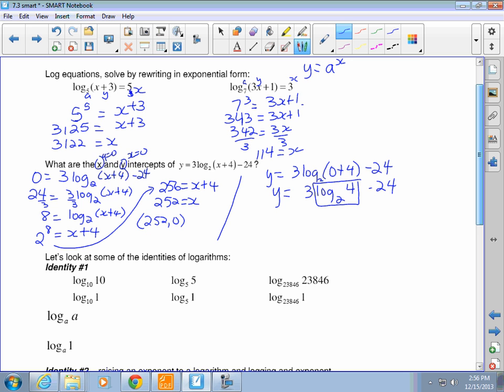So it's saying 2 to the power of what will give me 4. I know in that case, my x is 2. So I can substitute, instead of saying log base 2 of 4, I can say y is equal to 3 times 2 minus 24. So 6 minus 24, y is equal to negative 18.